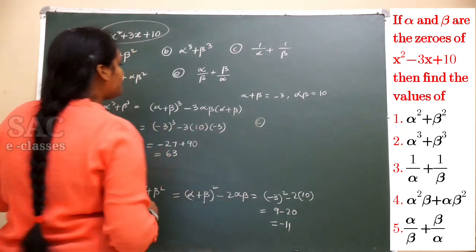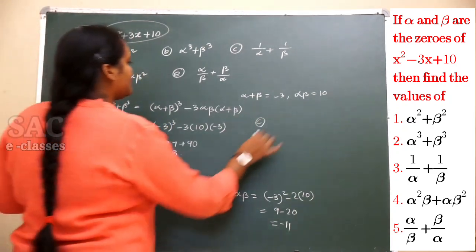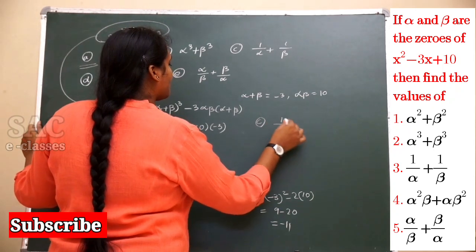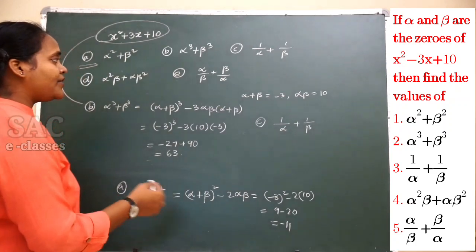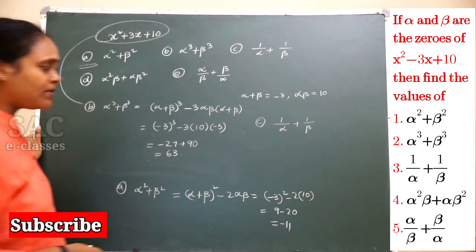Go for the bit c. What is the bit c? 1 by alpha plus 1 by beta. I hope you remember in what way you can write 1 by alpha plus 1 by beta.